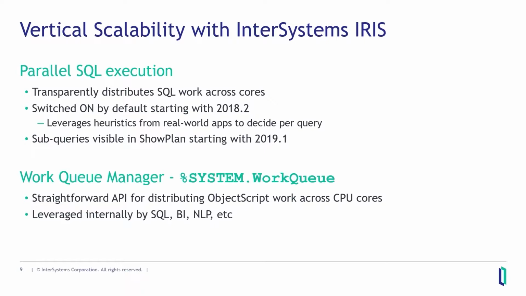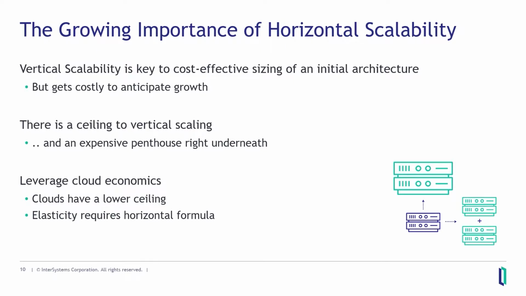So that's vertical scalability. But now, why is horizontal scalability becoming so much more important? The vertical scalability is very important for doing the initial sizing, for doing that sort of static scalability scenario that I mentioned in the beginning. But it's very hard to vertically anticipate growth. You can, to a certain extent, add more memory into an existing server. You can sometimes add more CPUs into an existing server, but that's not very practical.